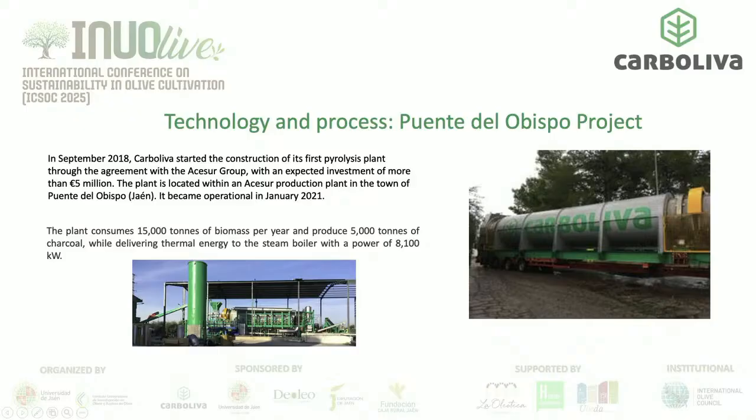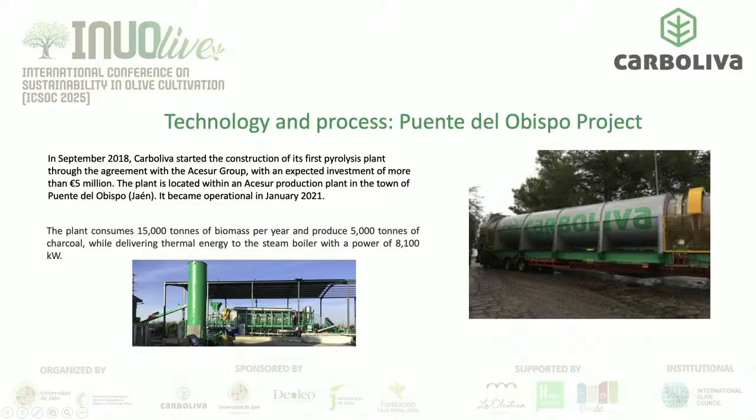In September of 2020, Carboliva started the construction of its first pyrolysis plant. It's like a pilot plant through the agreement with Acesur Group. We have an expected investment of more than 5 million euros. The plant is located within the Acesur production plant and olive pomace extraction plant in the town of Puente del Obispo. It's near Baeza, and became operational in January of 2021.